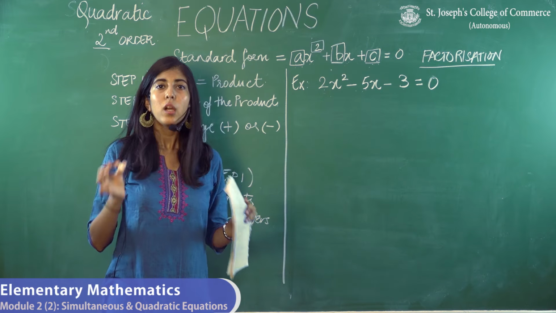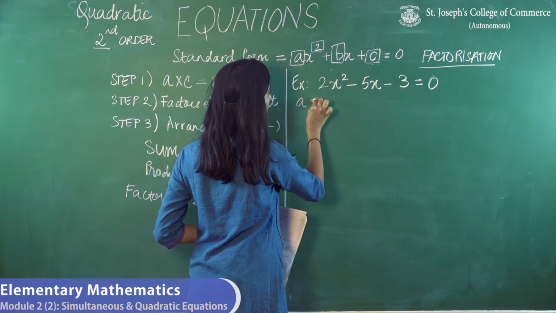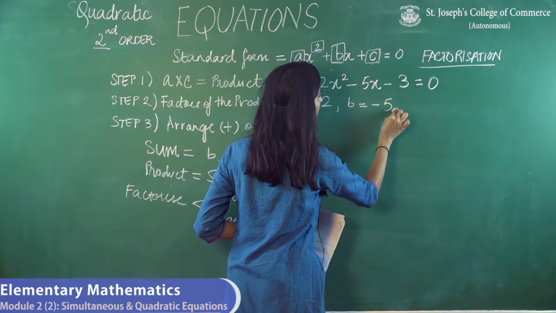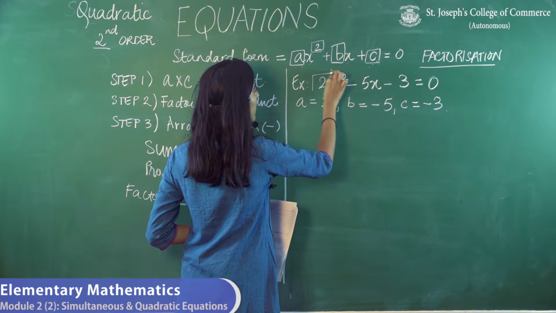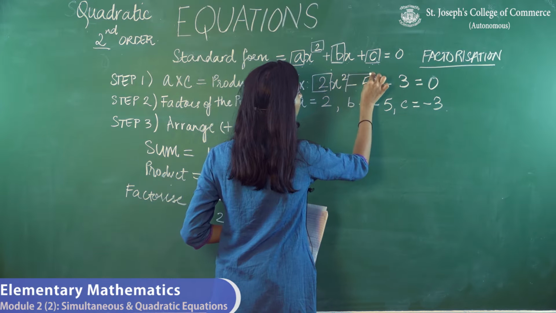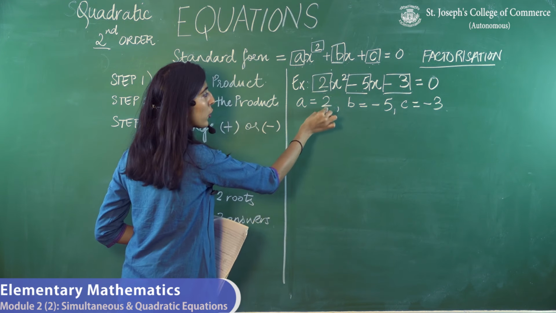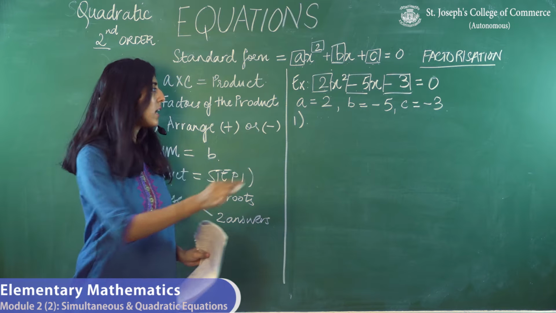The first step would be to identify A, B, and C. So A over here is 2, B is equal to minus 5, and C is equal to minus 3. If you notice, it's easier when I box them and show you because I need to include the sign attached to it. So A is equal to 2, B is equal to minus 5, and C is equal to minus 3. Let's start with step 1.